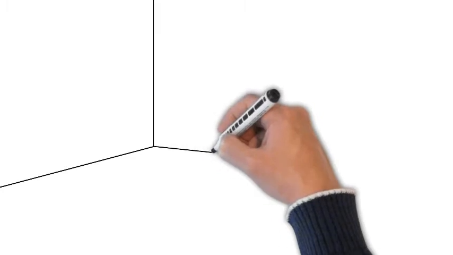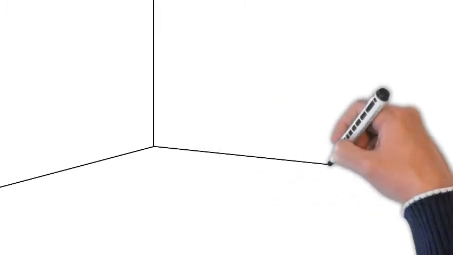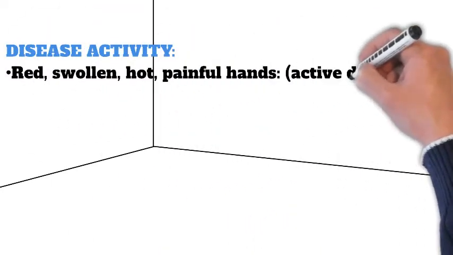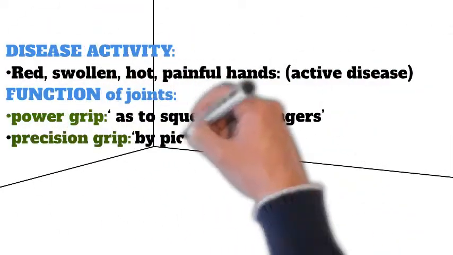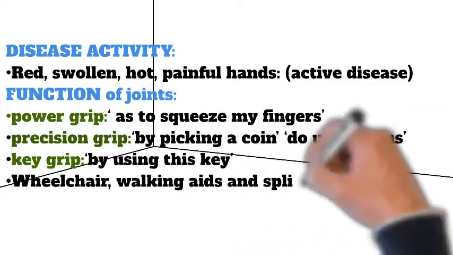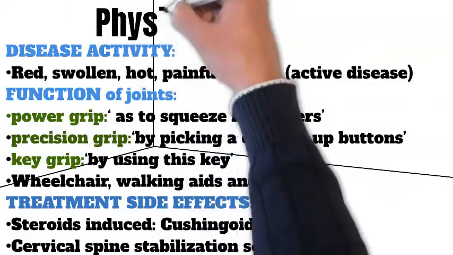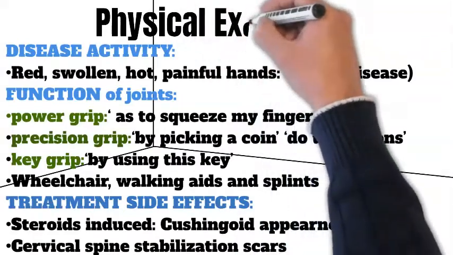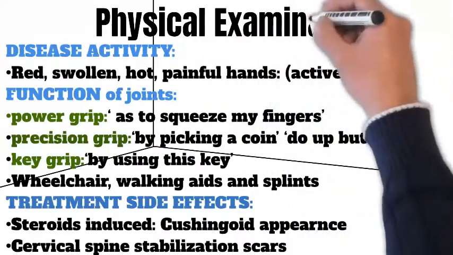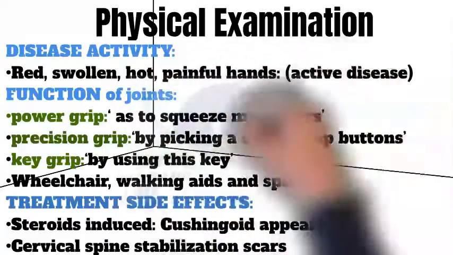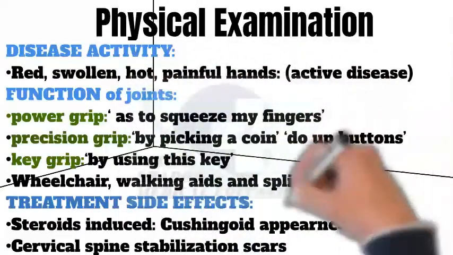Next, to check function of joints, perform power grip, asking the patient to squeeze my fingers. Precision grip, by picking up a coin or doing up your buttons. Key grip, by using this key. Remember the wheelchair, walking aids and splints. Moreover, look for any treatment effects, like steroid-induced Cushingoid features and cervical spine stabilization scars.